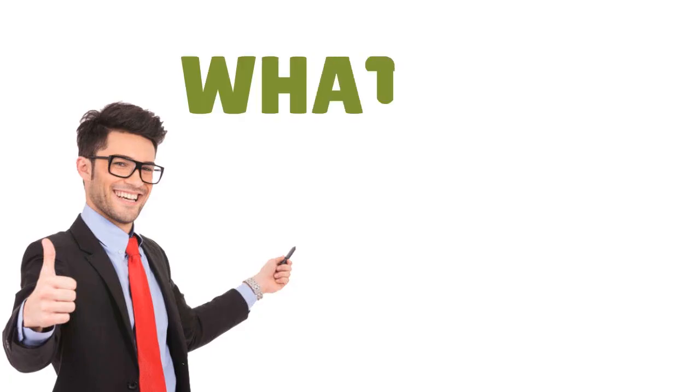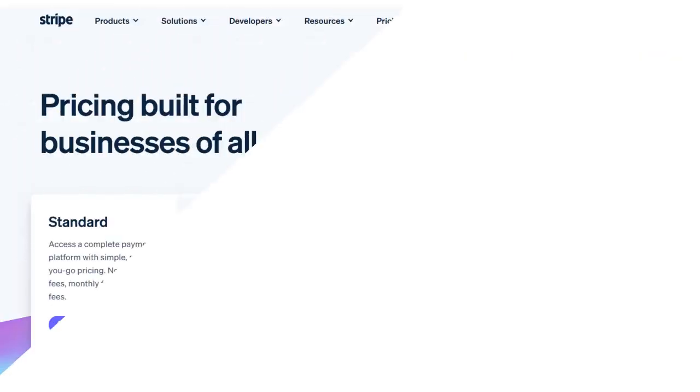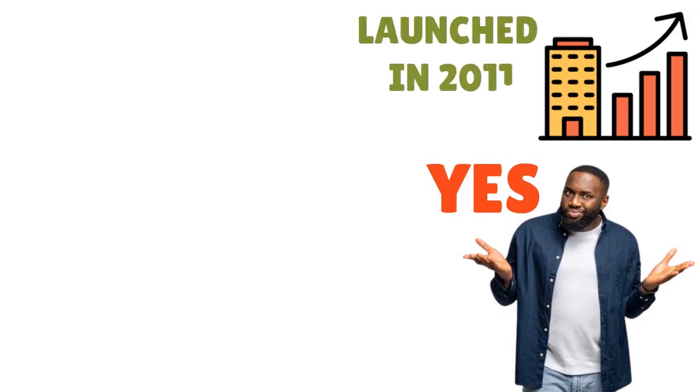So let me first start with talking about what Stripe has to offer. A lot of entrepreneurs hear about Stripe. People hear about the fact that Stripe is transparent. People love the fact that Stripe is pretty efficient, right? So is that true? Yes, I would say overall this is true. And Stripe has been around for more than 15 years now. The company actually launched in 2011.